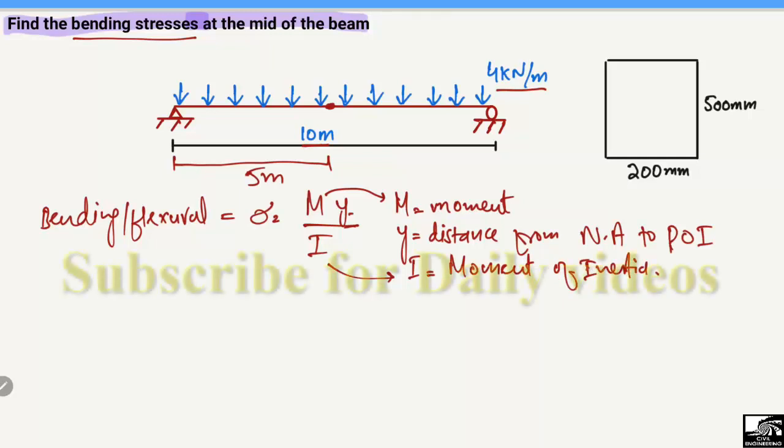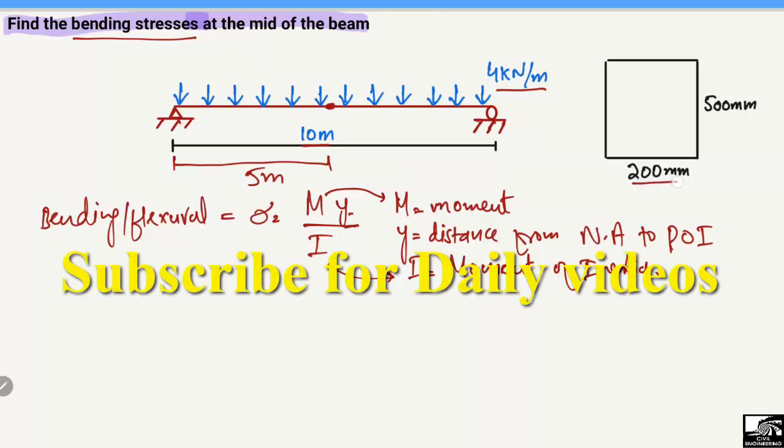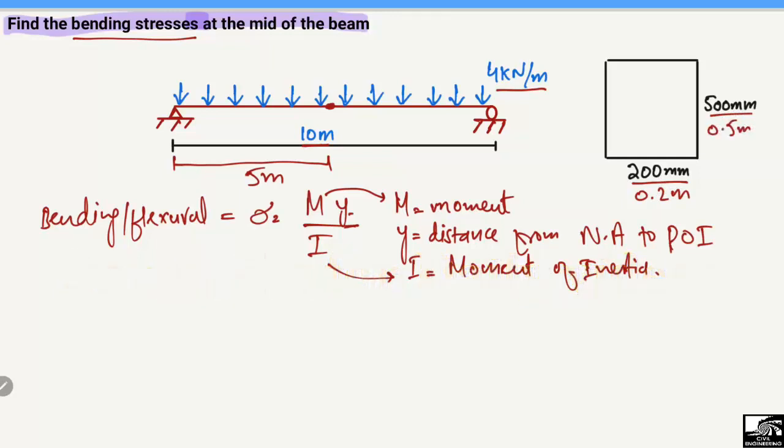So if this is the cross section of the beam, which is 200 millimeter in width, or we can call it 0.2 meter, and the height of the beam is 500 millimeter, or we can call it 0.5 meter. So now to find out the bending or flexural stresses, we will use this formula. So first thing we need is M, moment.